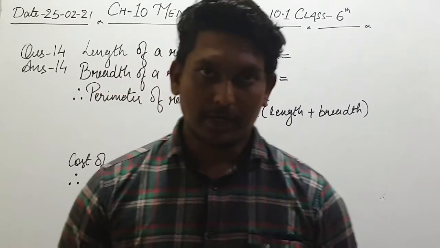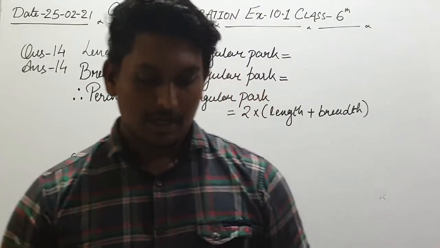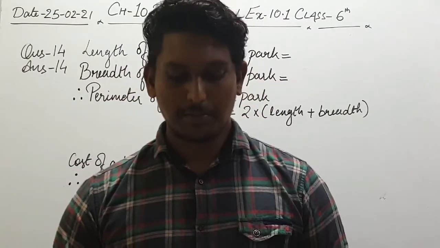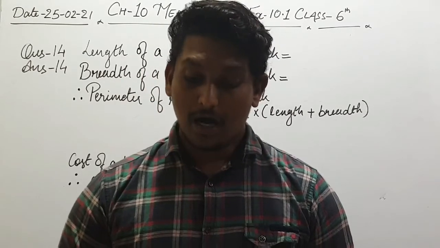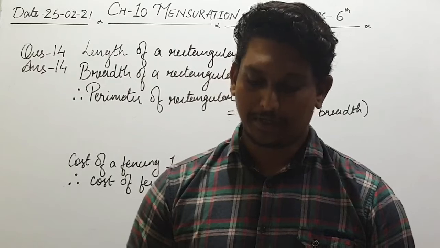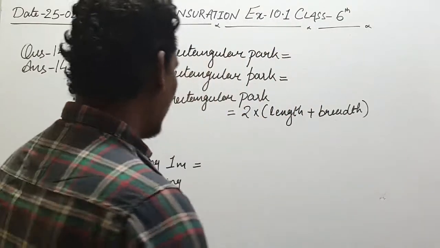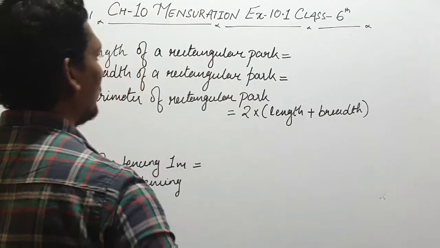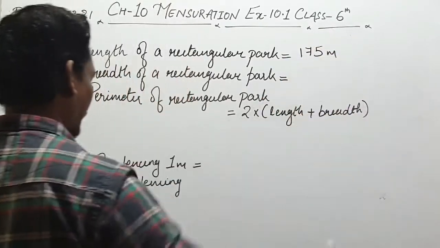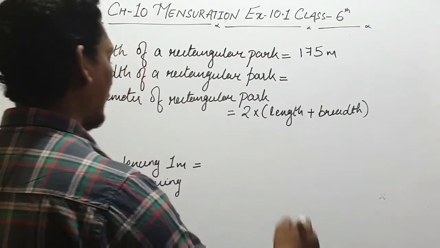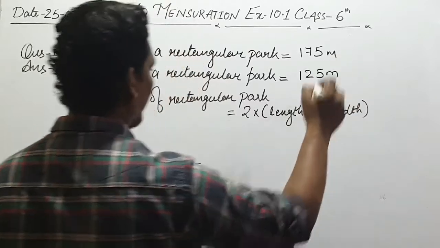Now come to question number 14. I'm just reading the question. Find the cost of fencing a rectangular park of length 175 meter and breadth 125 meter at the rate of rupees 12 per meter. Again the word fencing came here, so we have to find the perimeter. The length of the rectangular park is given as 175 meter, and the breadth of the rectangular park is given as 125 meter.